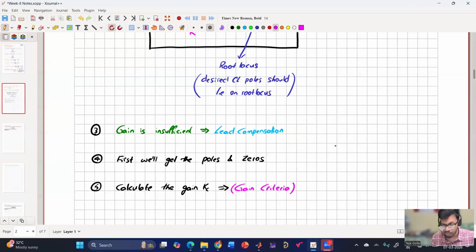Yes. So now by following these steps, we'll be able to design these poles and zeros. We will follow some guidelines that sir has discussed, and I'll also tell you those details.